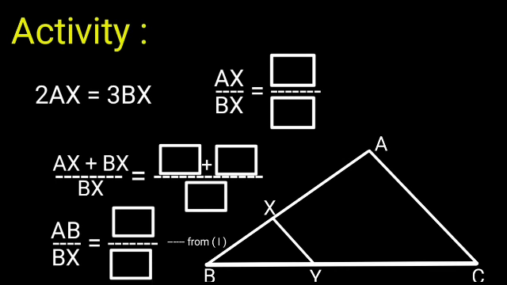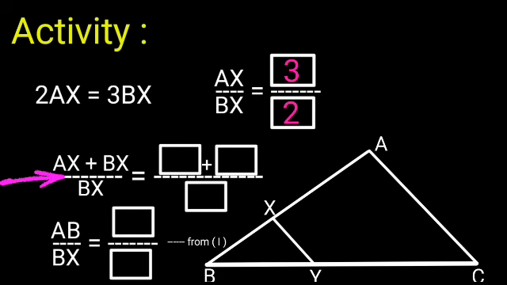We are given 2AX is equal to 3BX. In the next step, we have left hand side AX upon BX. Hence in the bracket 3 upon 2, numerator is 3 and denominator is 2. In the next step, the numerator and denominator are added.